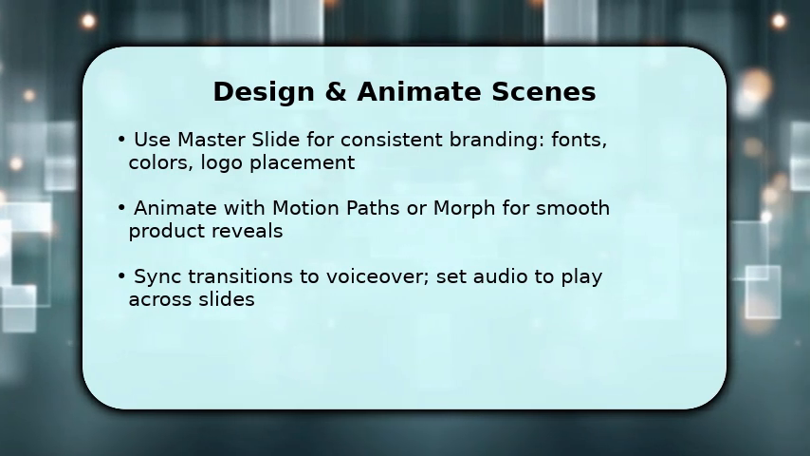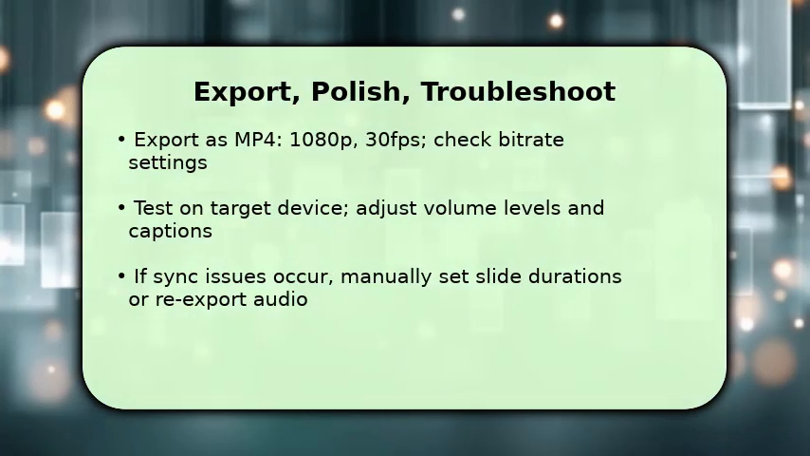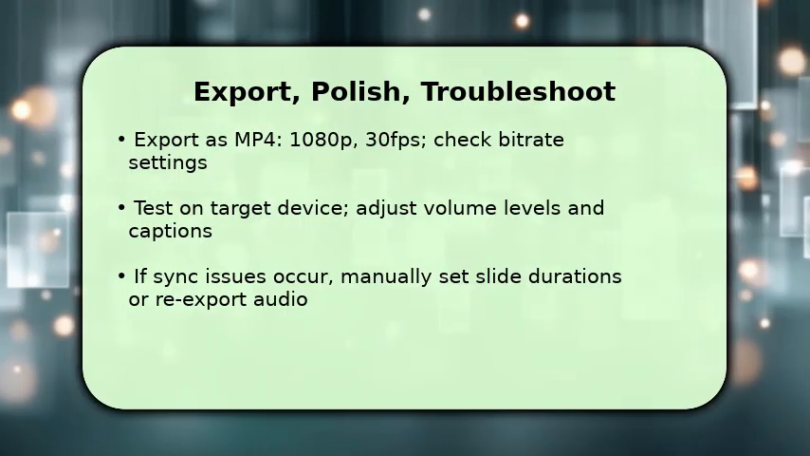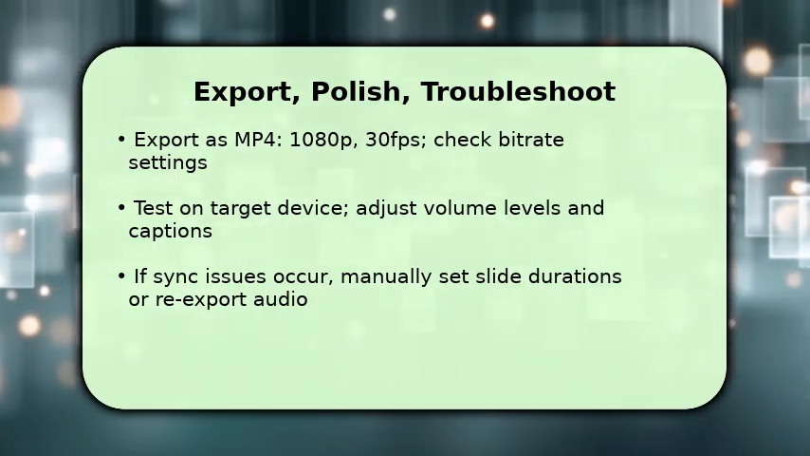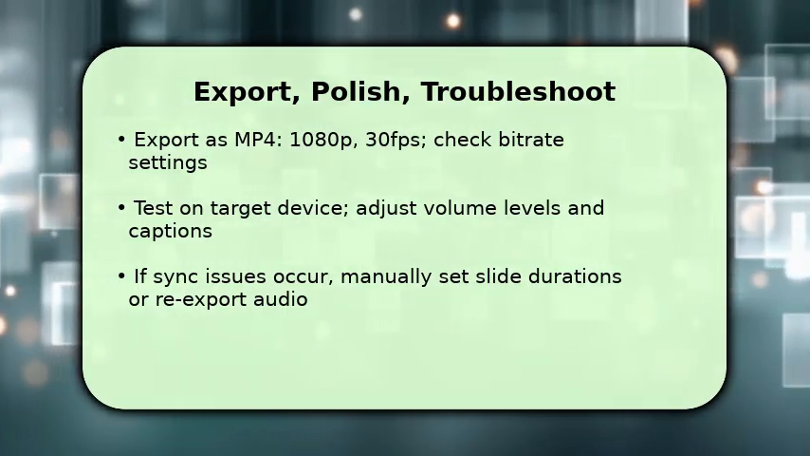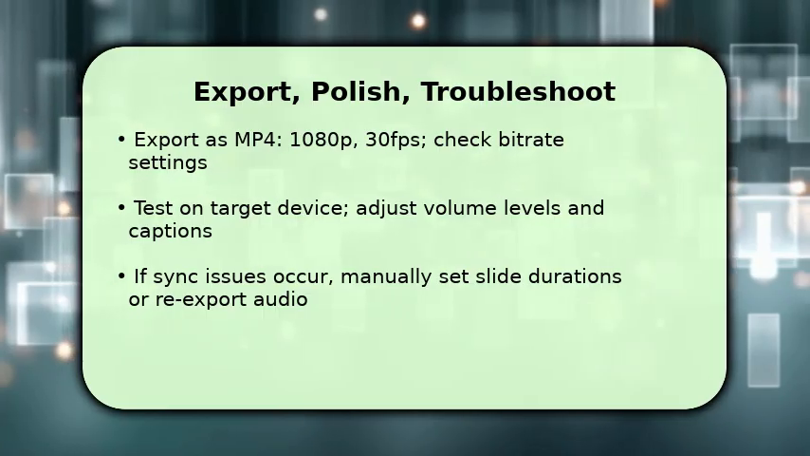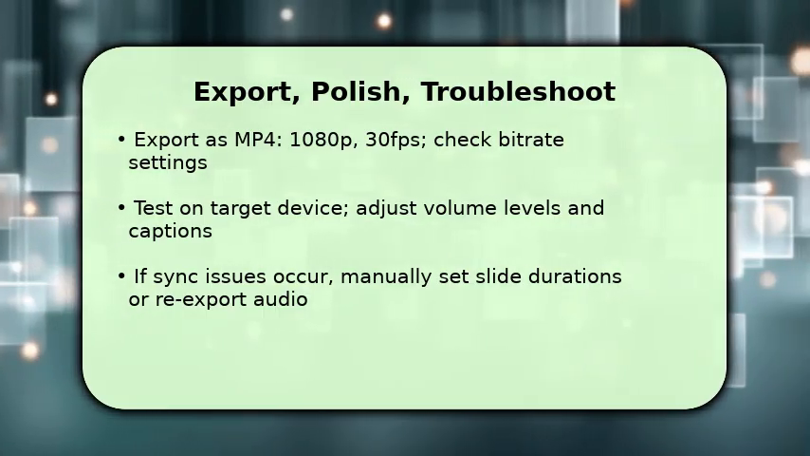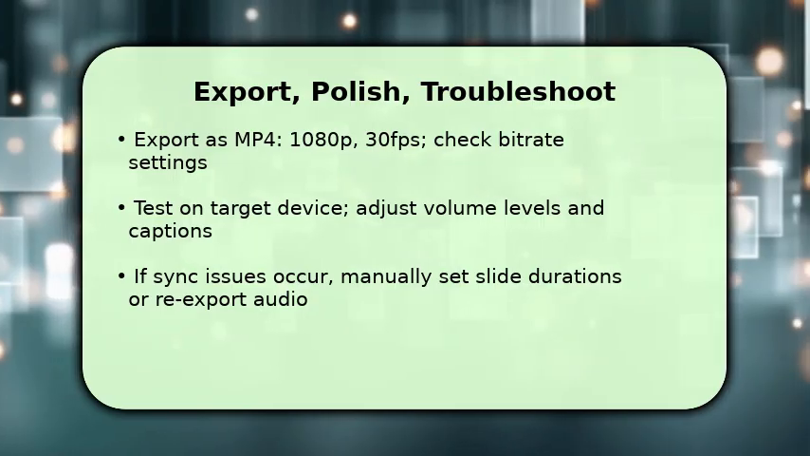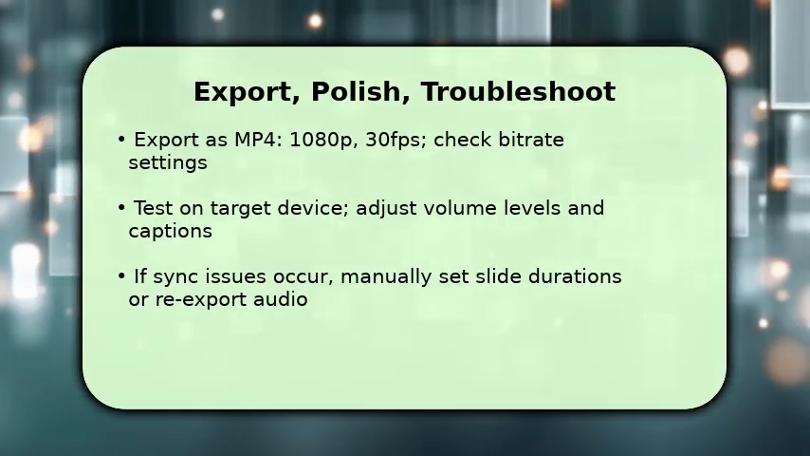You finish by exporting and validating the ad for delivery. Choose File, Export, Create a Video, set 1080p and 30 fps, and confirm bitrate for clarity. Once exported, test the MP4 on the platform or device where it will run. Check audio levels, subtitles, and overall pacing.